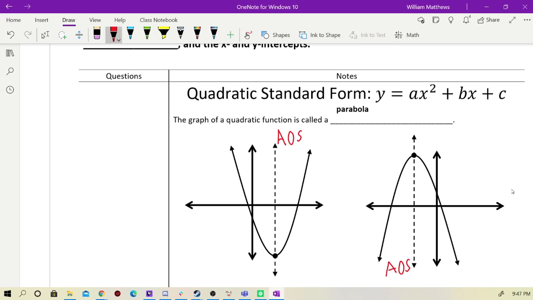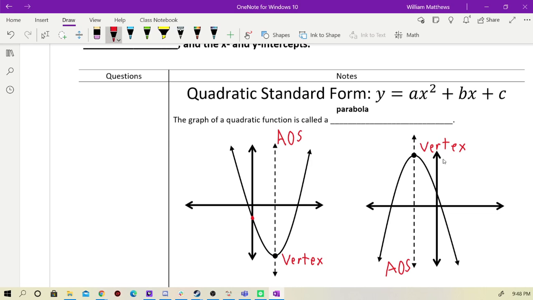Now the point at which it actually changes direction, the minimum or maximum value, is our vertex. Now it doesn't matter if it is a minimum or maximum, as long as it is changing direction, it is a high or low point, we can call it our vertex. Now, the rest of the key features, our x-intercept and our y-intercept, are the same.